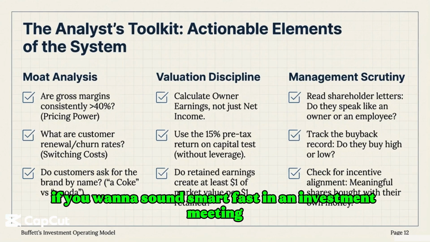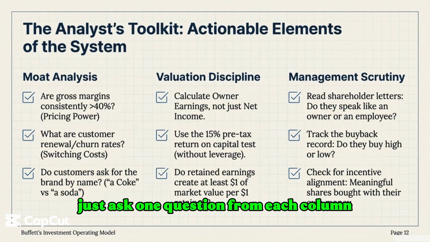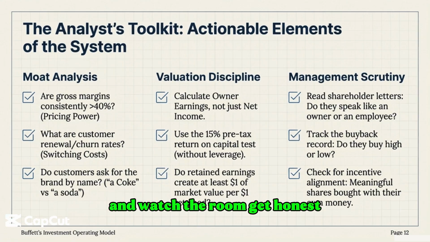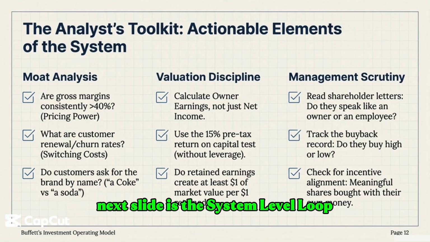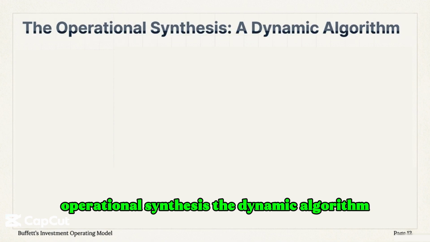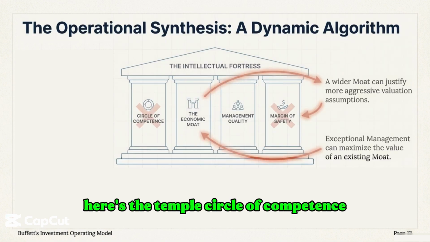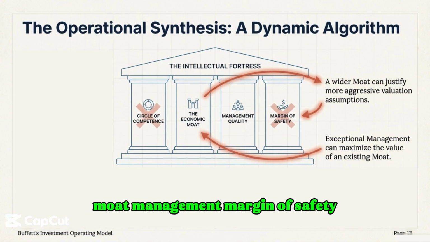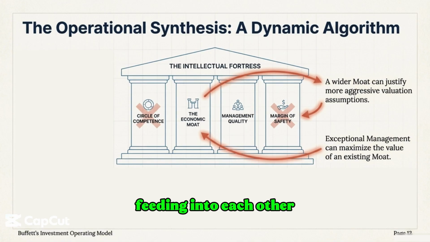If you want to sound smart fast in an investment meeting, just ask one question from each column and watch the room get honest. But remember, this isn't a checklist. Next slide is the system-level loop and the 2 ways you can still die. Operational synthesis, the dynamic algorithm. Here's the temple. Circle of competence, moat, management, margin of safety, feeding into each other.